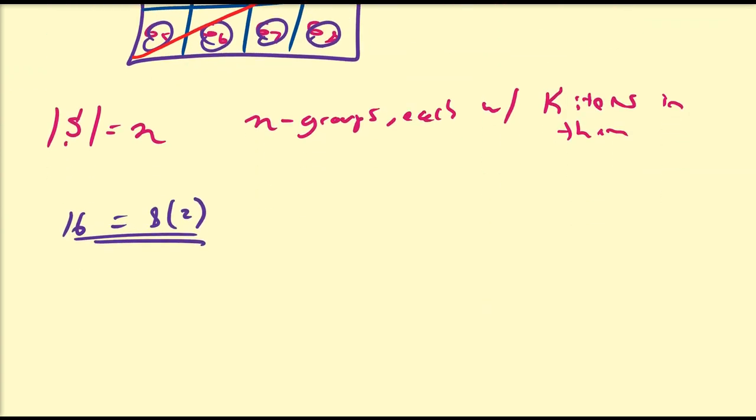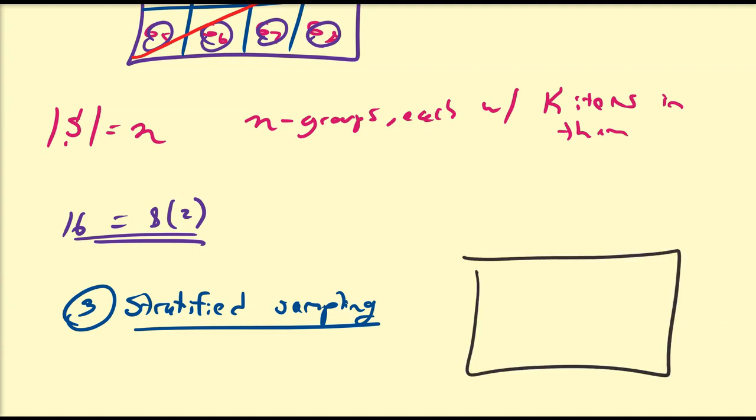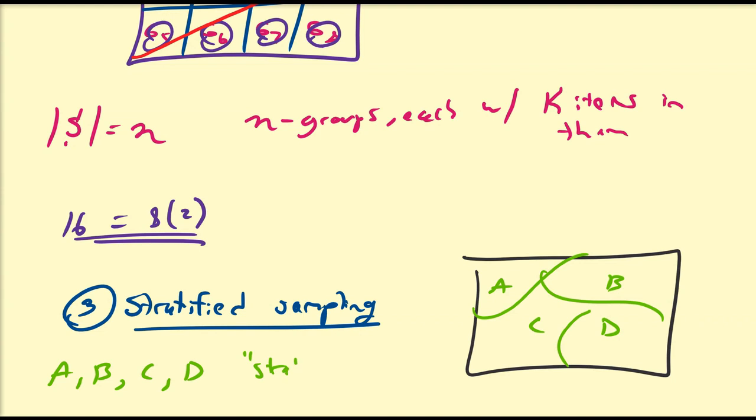Another type of sampling procedure, which is also based on partitioning the set, is what we call stratified sampling. Again, we're going to have our population P, and we're going to break this up into regions. I'm going to call them A, B, C, and D. These subsets, A, B, C, and D, are going to be called strata. Now, what is a stratum?